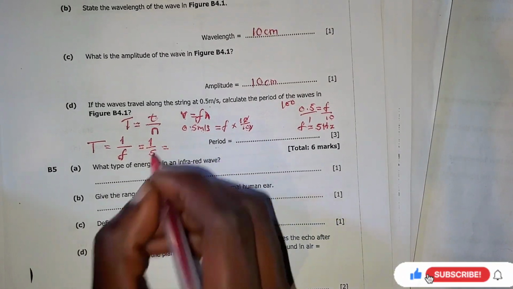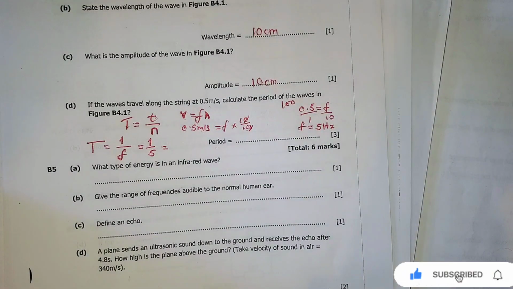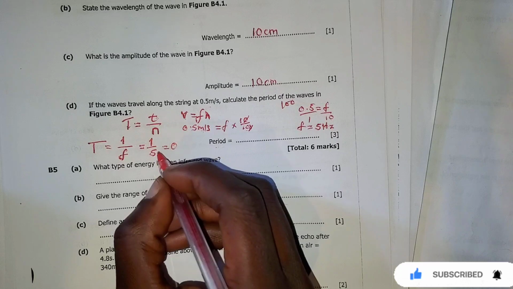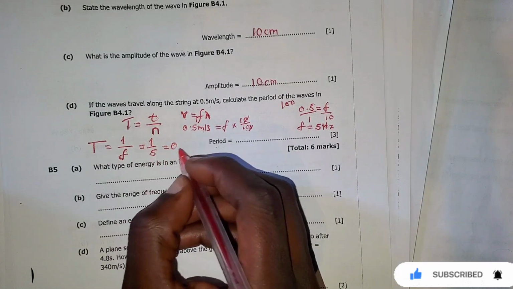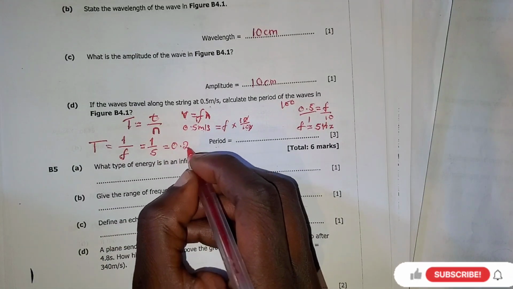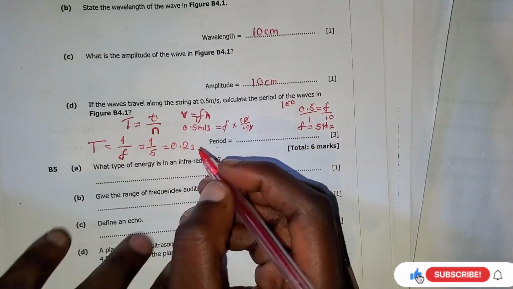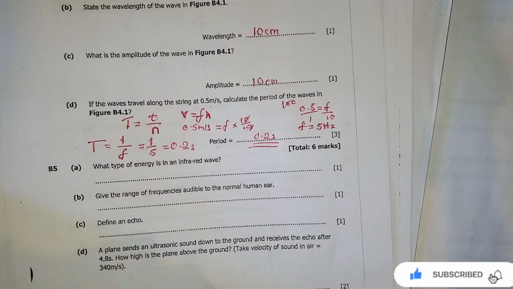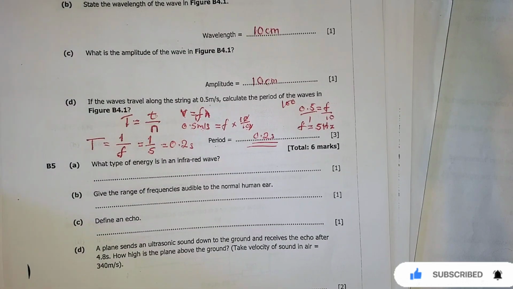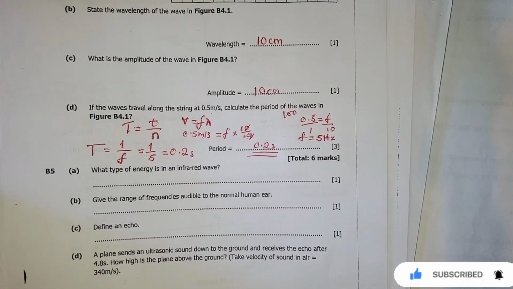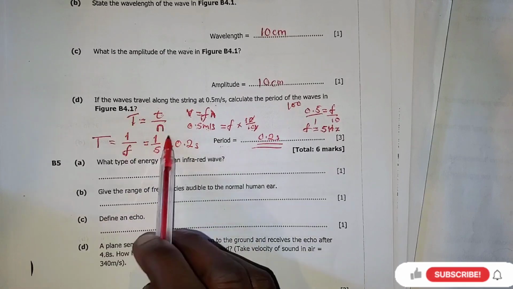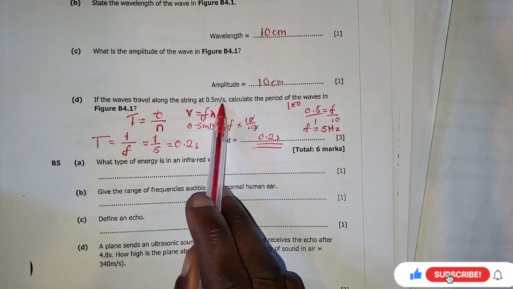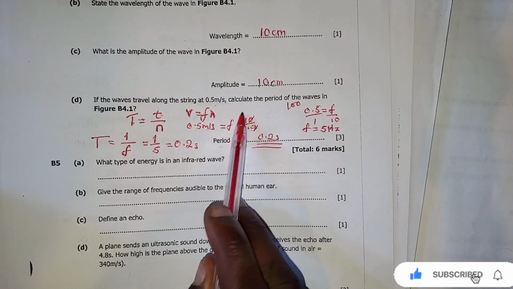Now when you divide here, 1 over 5 gives 0.2. So you can just write 0.2 seconds. That is the period. All right. Thank you so much. So remember, the formula to use here entirely depends on the data that we are given.